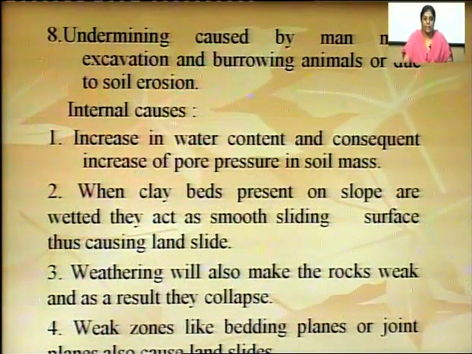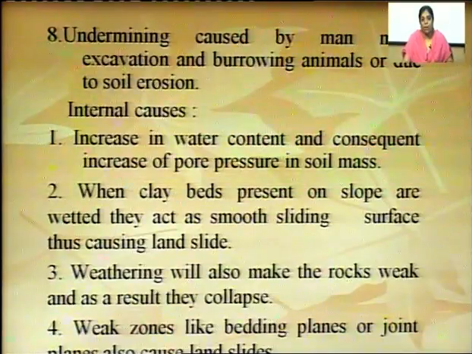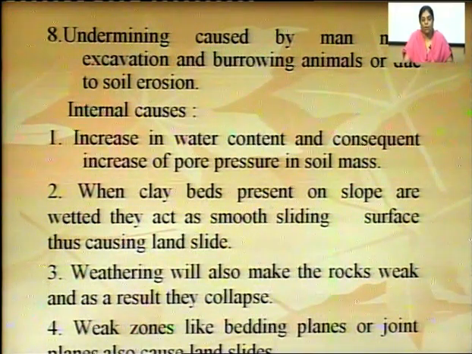The first internal cause is increase in water content and consequent increase of pore pressure in soil mass. When there is continuous rain, it causes an increase in water content, the water gets absorbed in the soil on the slope, and then that increases the pore pressure, and the consequence is landslide.